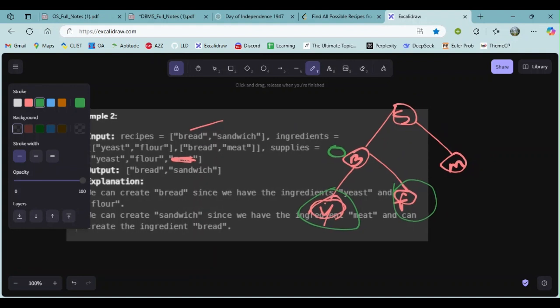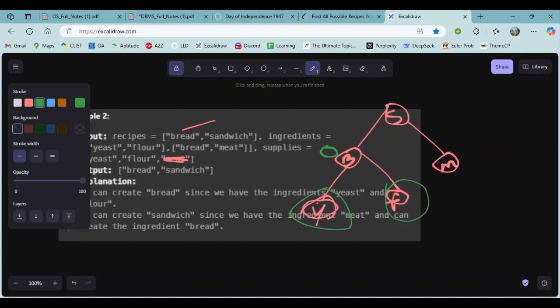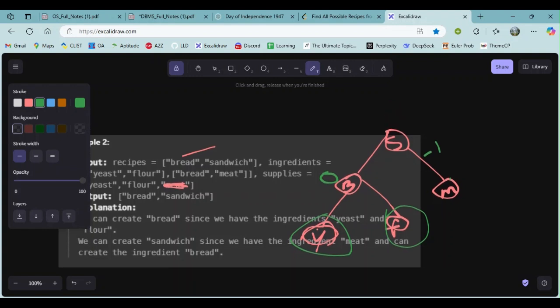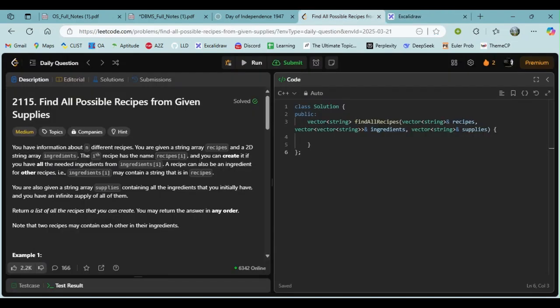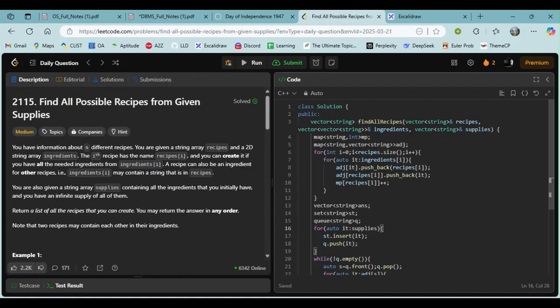Then meat, since meat is not in my supply, we cannot reduce the sandwich in degree. Okay, and sandwich having an in degree of 2, if we remove the bread, sandwich in degree will become 1, but it will not become 0. Okay, because meat is not present. So we have to just return, that is we can make only bread. I hope you understand my example. Let's see the solution of it.